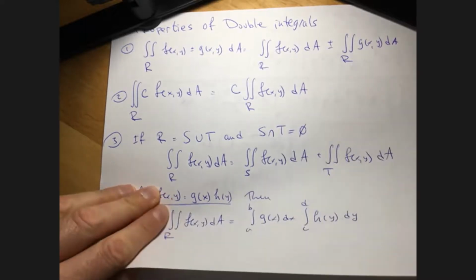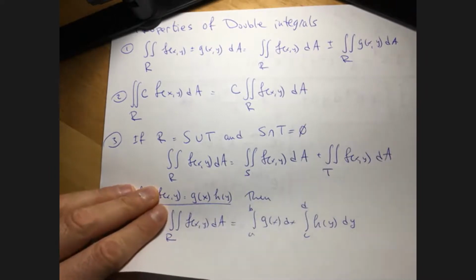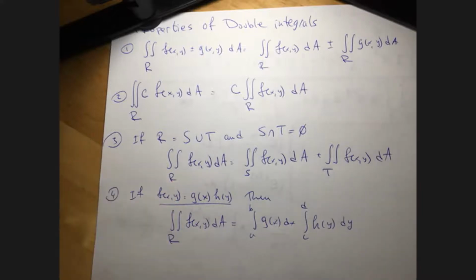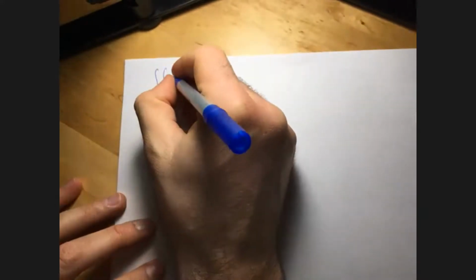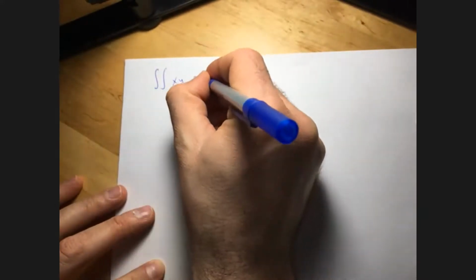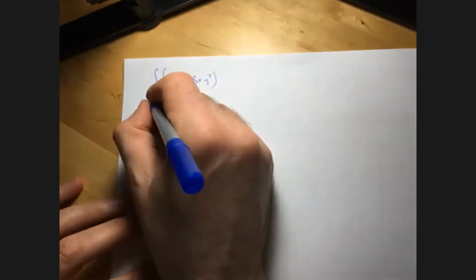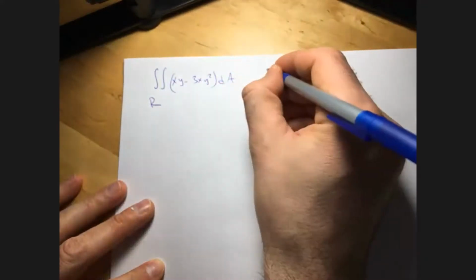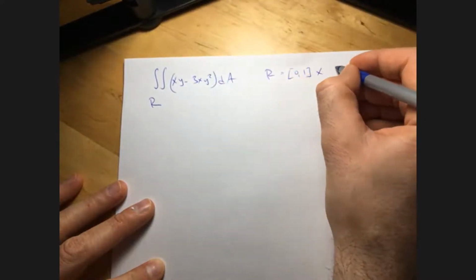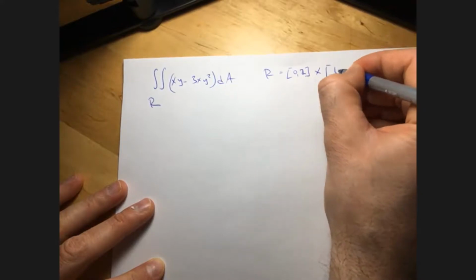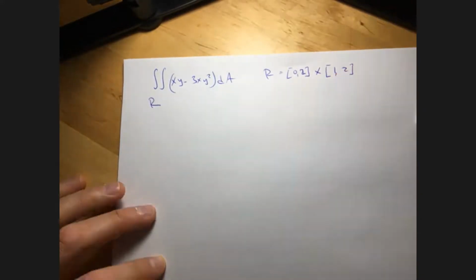So for example, with this last property that we wrote down, this integral xy minus 3xy squared dA, where R is x from 0 to 1, y from 1 to 2, okay?